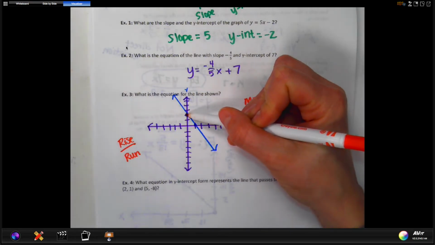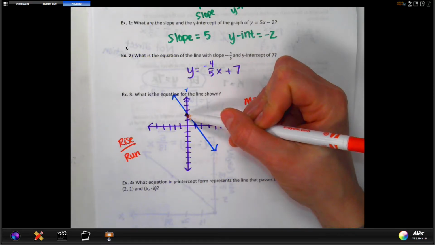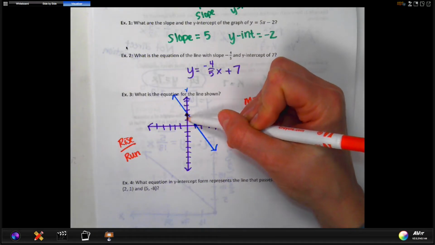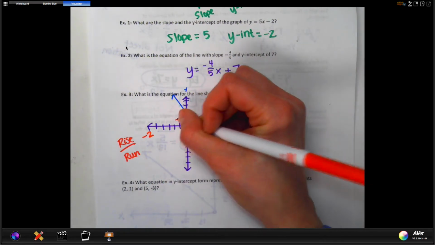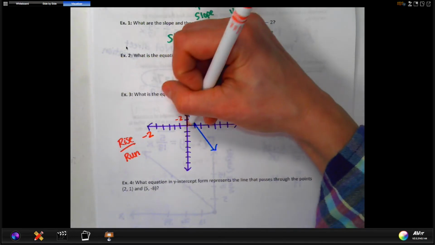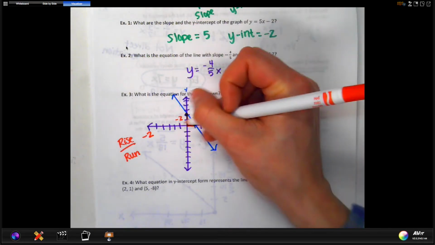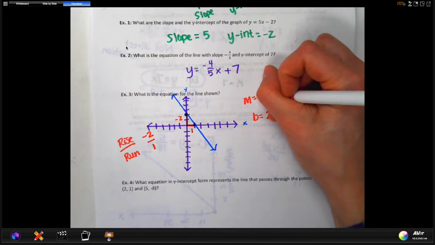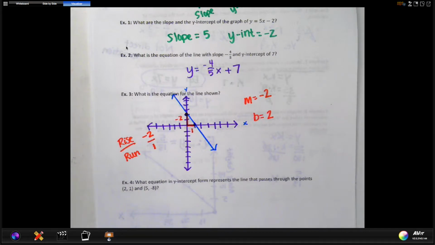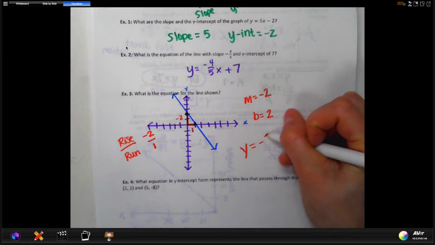So what would be my rise then? Anthony, what's my rise? Down how far? 2. Down 2. So my rise is actually -2, going down 2. And what's my run? Go ahead and yell it out. 1. 1. So if you simplify that, your slope is -2. So once you have that, the answer is to now write the equation. What is the equation? Elvin, go ahead. Y equals -2x plus 2.